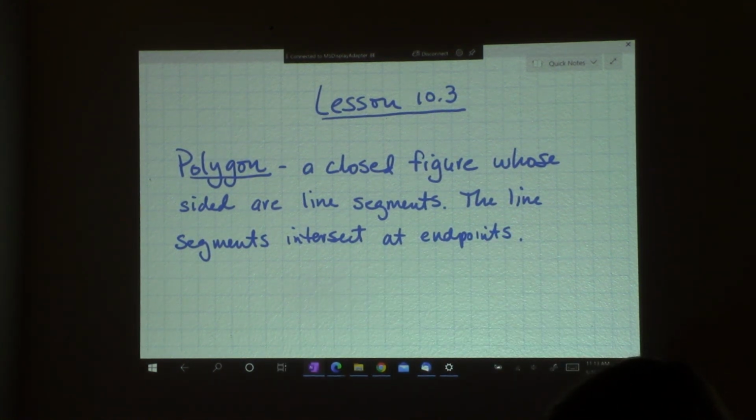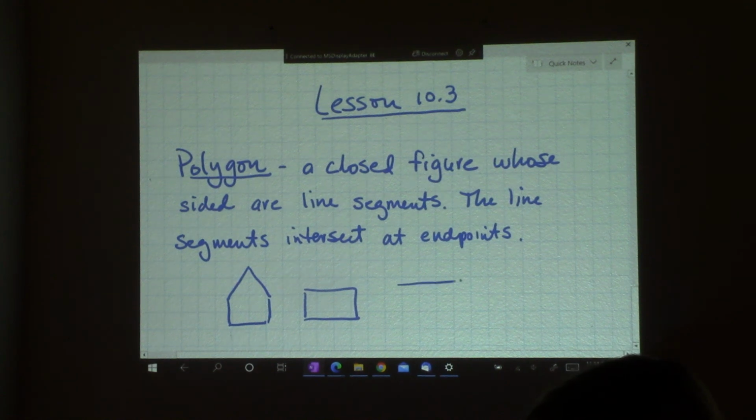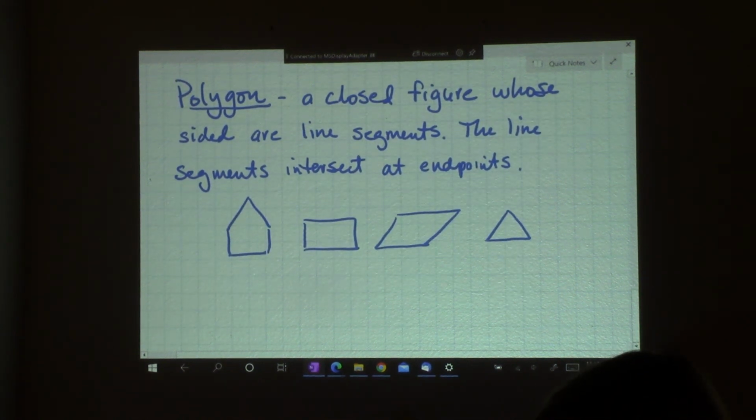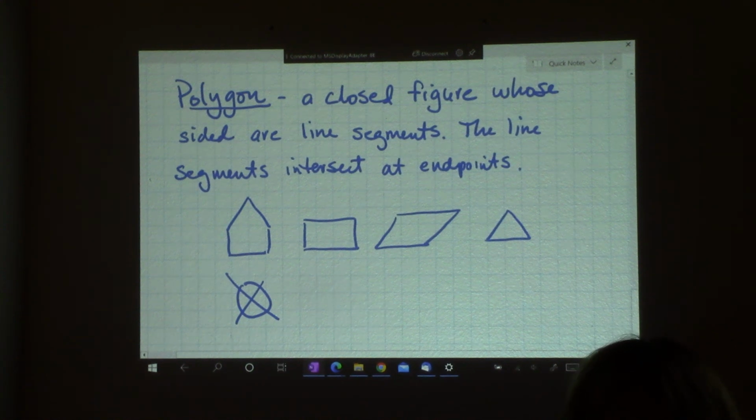So examples like I had drawn before of a polygon are a pentagon, a rectangle, a parallelogram. They all have endpoints, line segments that intersect at endpoints. Circles are not polygons. Okay? That's the first definition. If you need a few moments, I'm going to keep going. Just go ahead and pause the video.